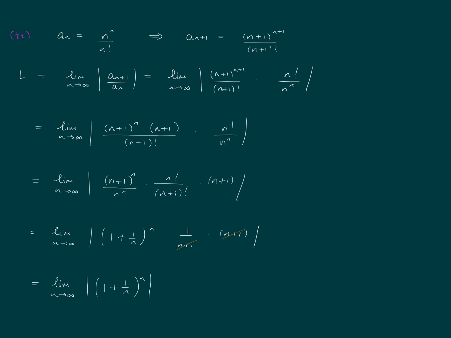So you might recognize this. This is e, which is roughly 2.71. In particular, it's greater than 1. So we found that this L for this series is greater than 1. So hence, this series diverges by the ratio test. So move on to the next page.